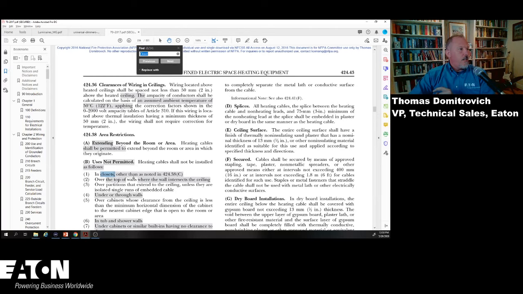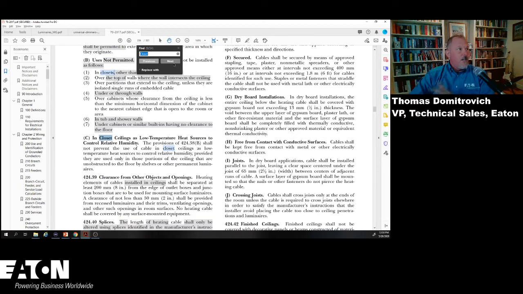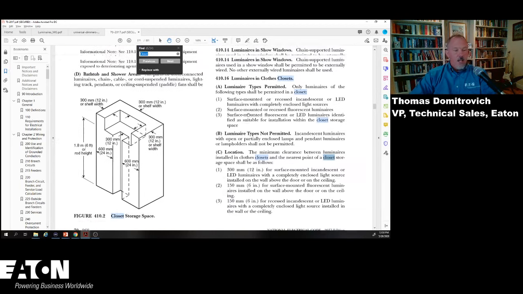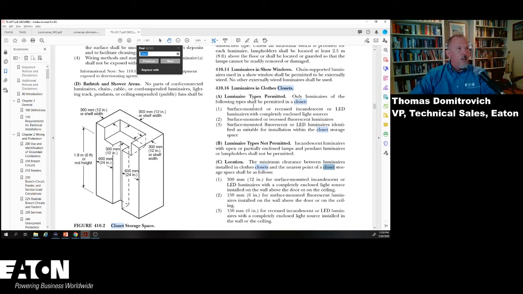In closets, other than those as 424. So now we're into fixed electrical space heating. So no, there's nothing in 410 outside of a closed closet. Even in the title of 410.16, it says luminaires in closed closets.